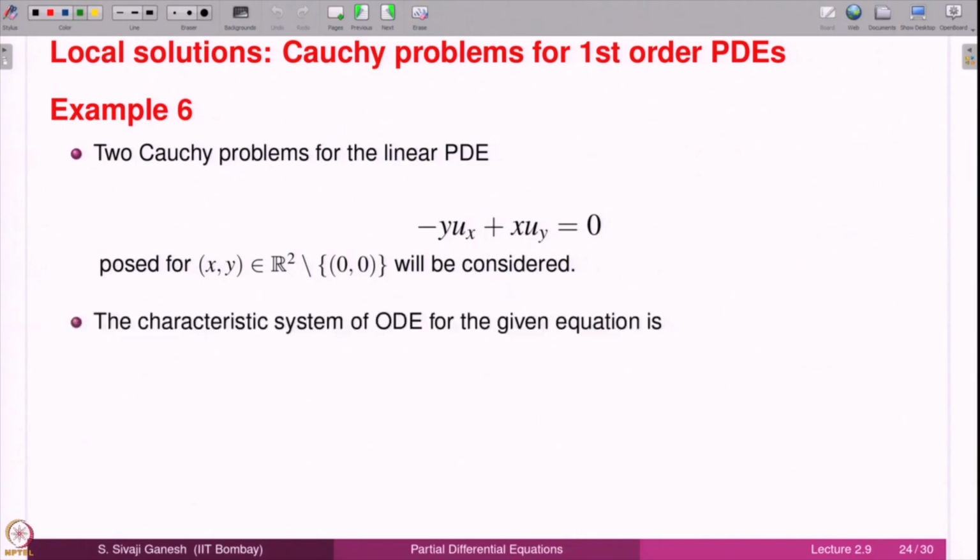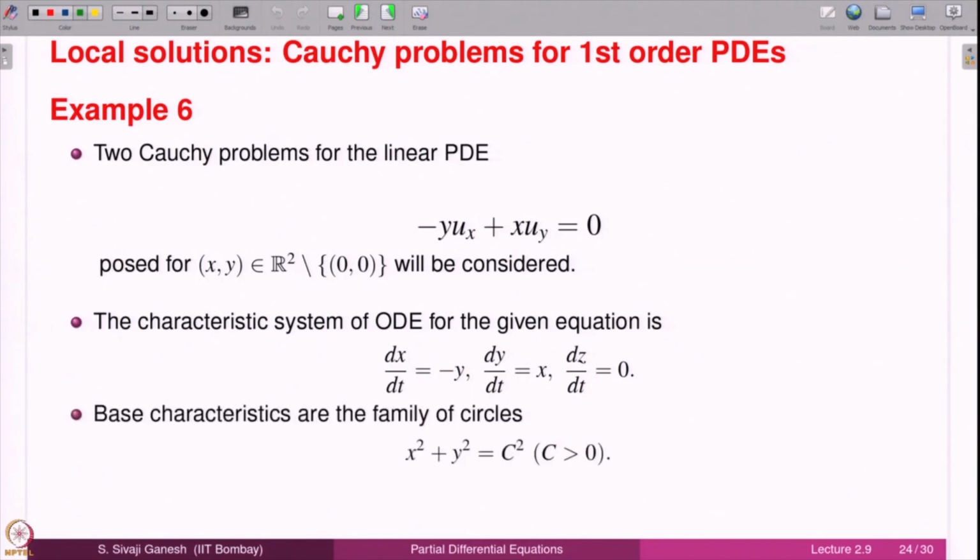And the characteristic system of ODE we can directly write down, right. And base characteristics, because of this nature, dx by dt is minus y and dy by dt is x. So, if you compute one more derivative, d2x by dt square is minus dy by dt, that is equal to minus x. Therefore, d2x by dt square plus x equal to 0. Similarly, one can do with y. So, solutions of x and y are going to be solutions of y double dash plus y equal to 0, which are combinations of cosine and sine, and the trajectories will be circles.